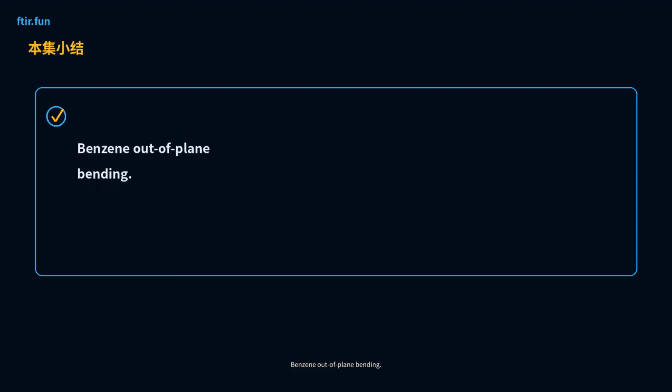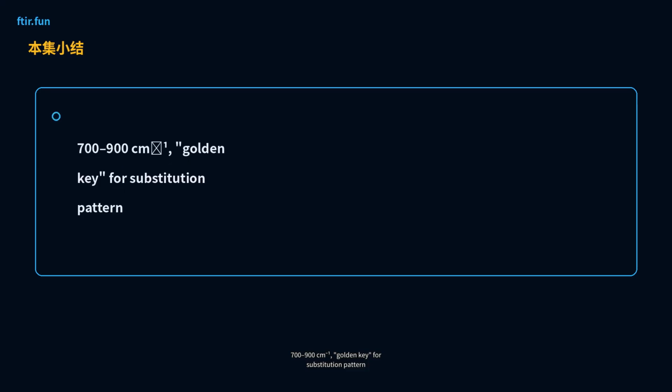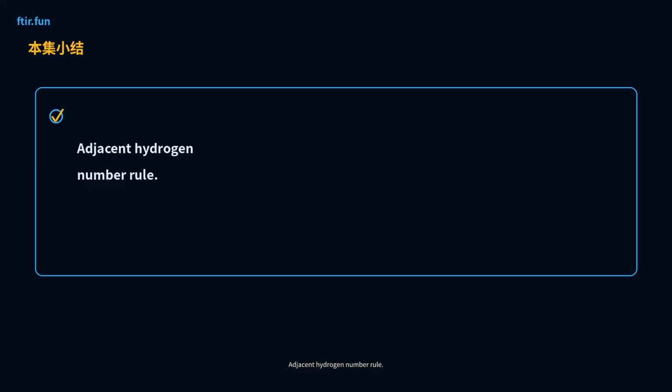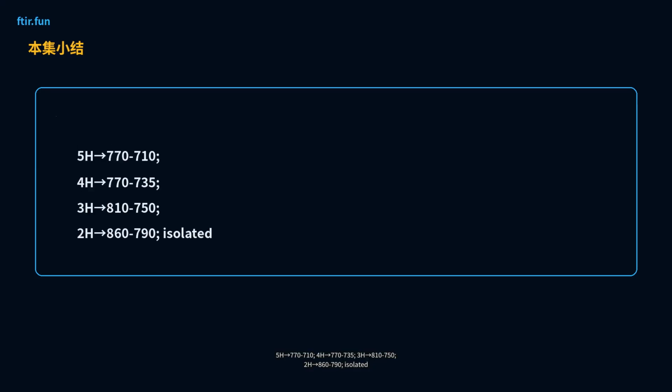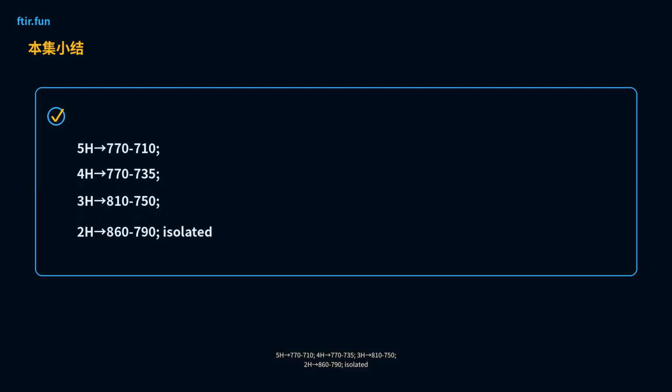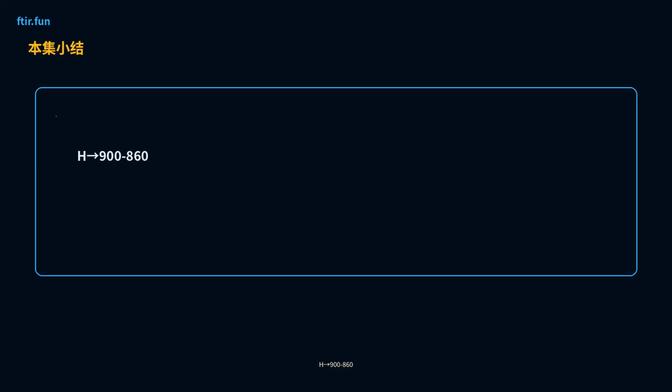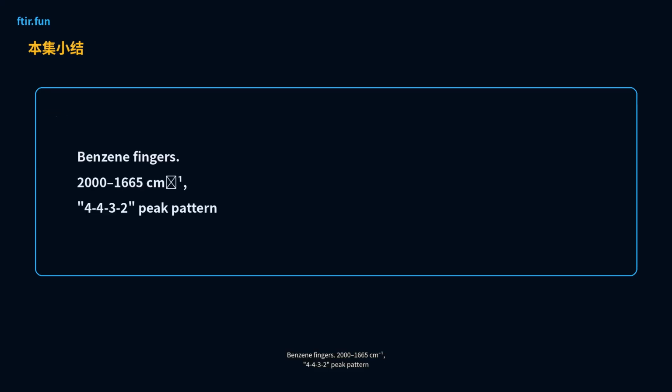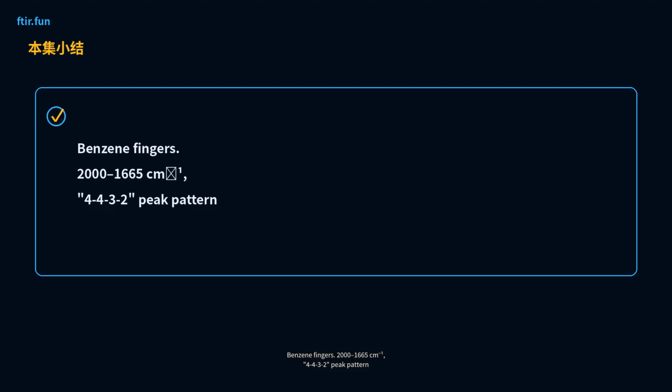Benzene out-of-plane bending, 700 to 900 centimeters, the golden key for substitution pattern. Adjacent hydrogen number rule: 5H, 770 to 710; 4H, 770 to 735; 3H, 800 to 750; 2H, 860 to 790; isolated H, 900 to 860. Benzene fingers, 2,000 to 1,665 centimeters, a fourth-rate two-peak pattern.